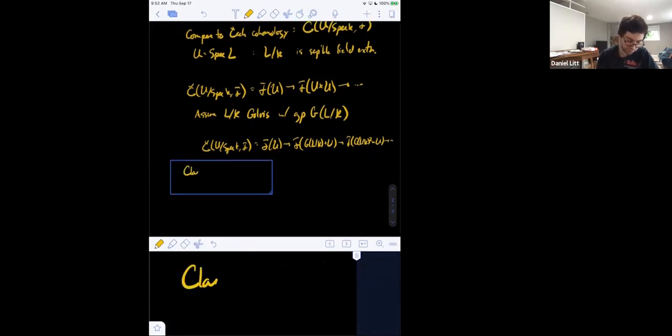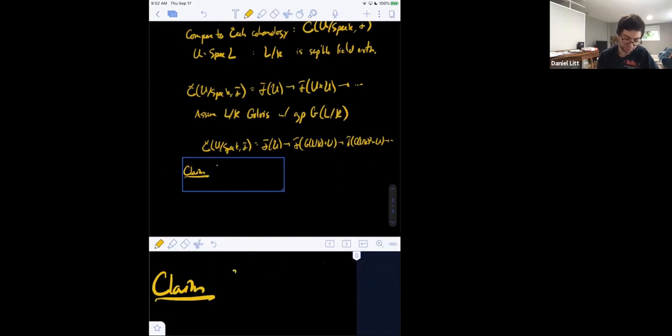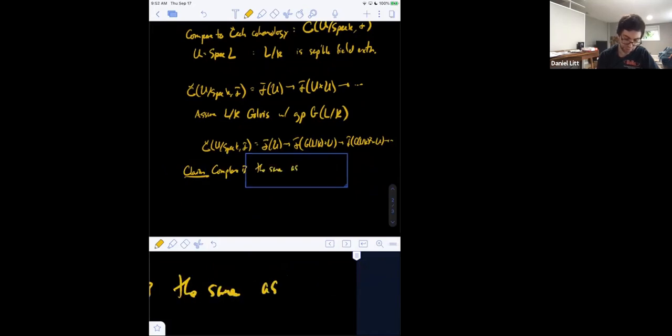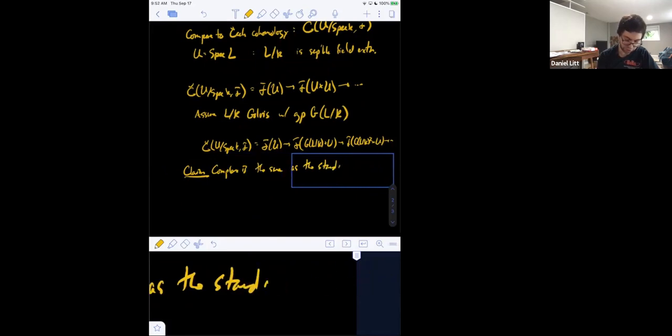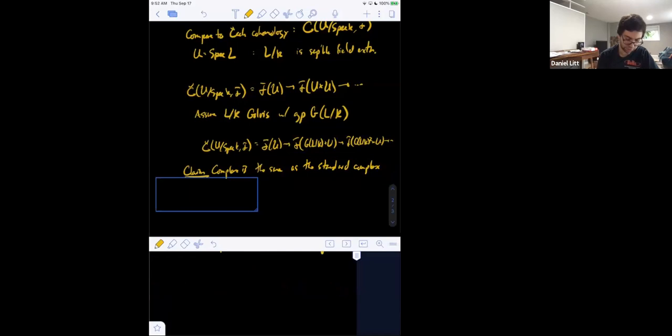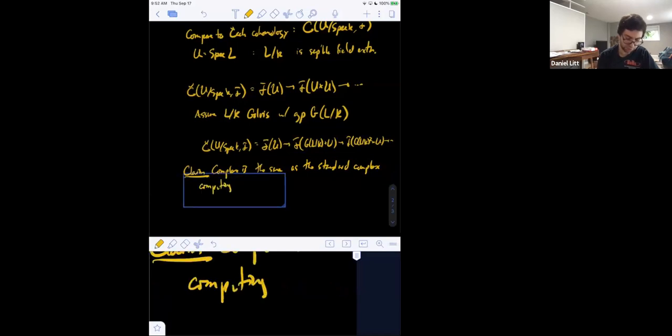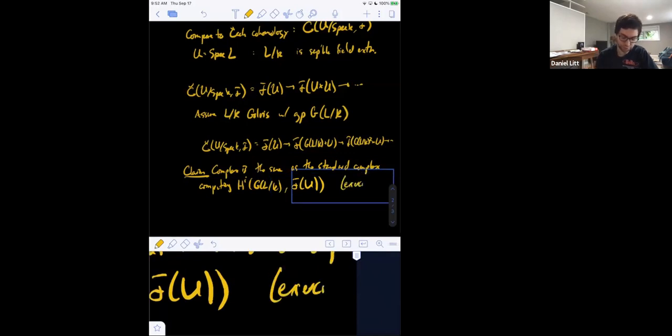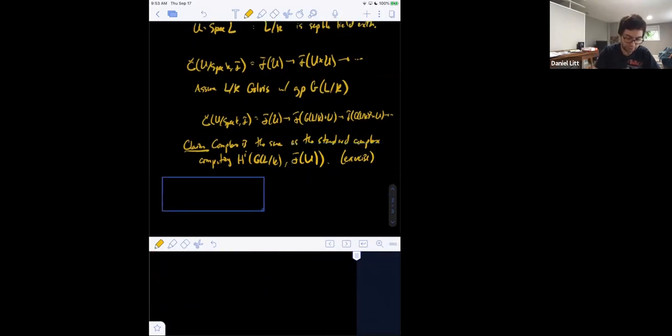Okay, and then the claim that you should check is that this complex is the same as the standard complex, meaning inhomogeneous cochains, which computes Galois cohomology, so computing H i of G of L over K with coefficients in F of U. This is an exercise. At least from what we've written above, it should not be so hard to see that the terms are all the same, and then what you have to do is identify the differentials. If you haven't seen Galois cohomology before, that's fine. You should think of this as the definition. And then from this, it's immediate.